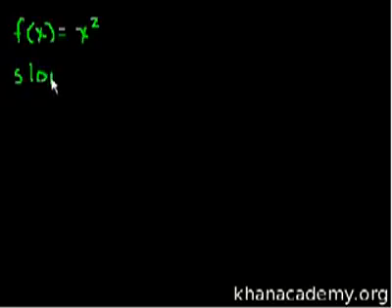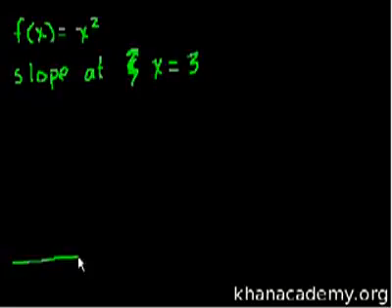What is the slope at x equals 3? So let's draw out what I'm asking. So that's a coordinate axis. That's the x coordinate. And that's the y coordinate.